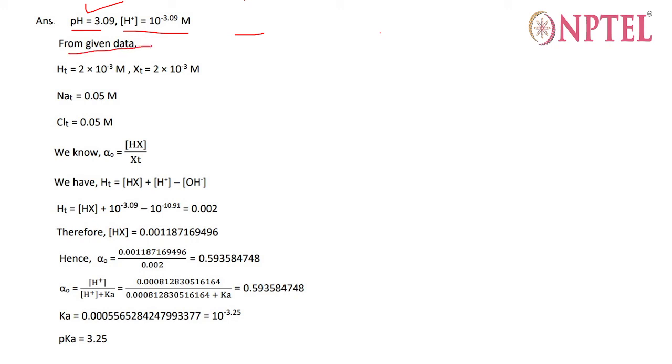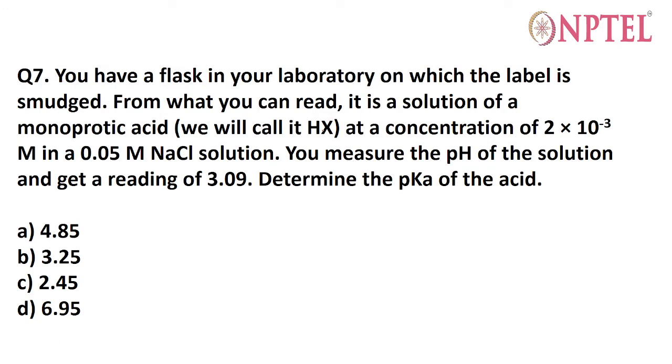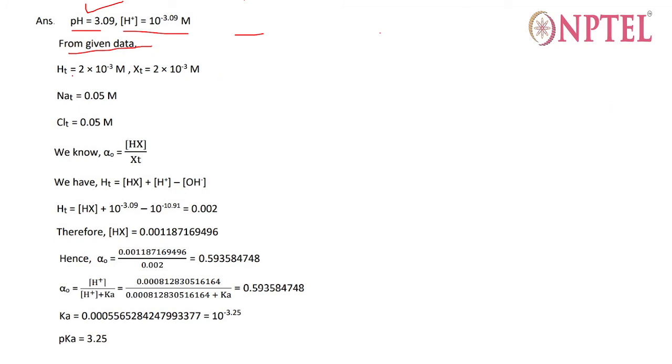Let's go to the given data. Let's check them. So HT, how am I getting it? I'm assuming this was HX. I don't know what is X. And the concentration was 2 into 10 to the power minus 3 molar, right? So if it is a monoprotic acid, there will be only one H plus ion. One hydrogen ion will be there, another will be some counterpart, some anion. That is X. We are assuming that as X.